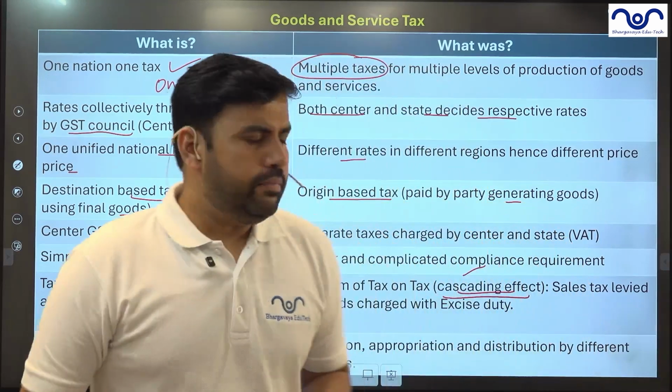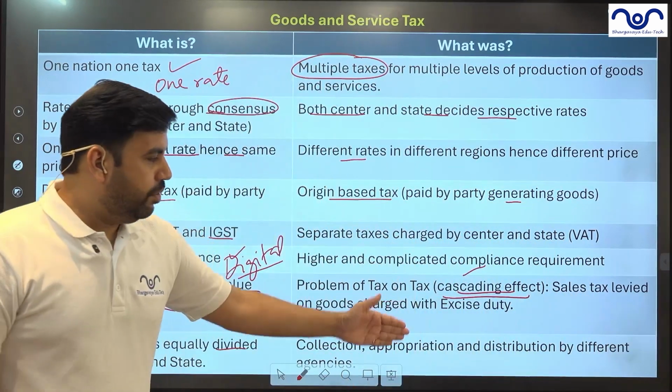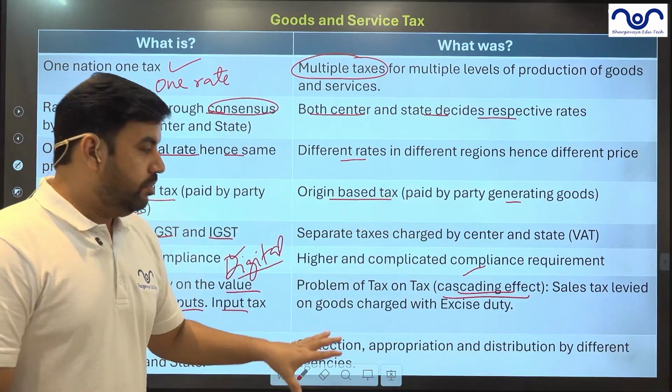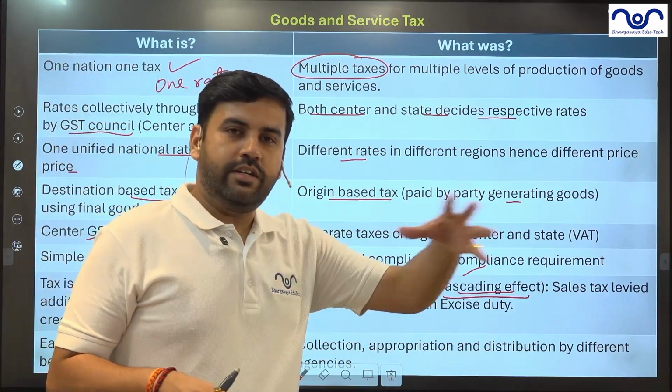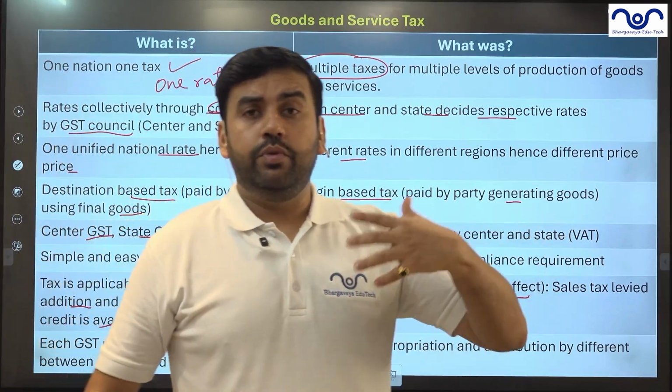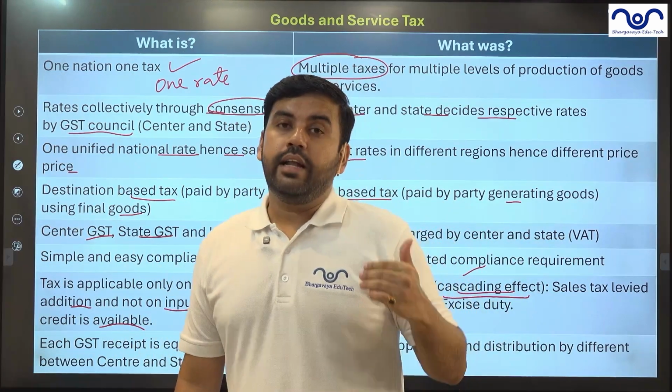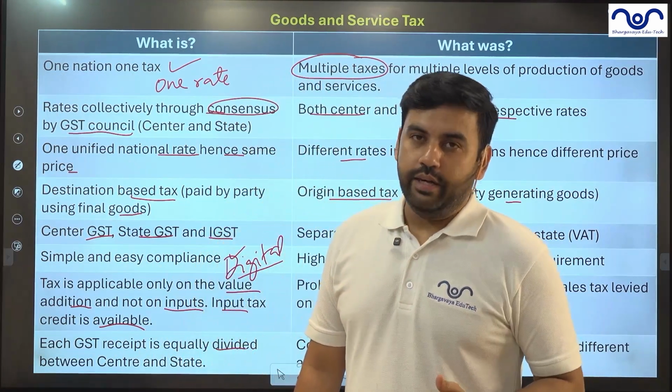Previously, it was not the case. Previously, collection, appropriation and its distribution were based on various agencies. For the center it was different, for the state different, for the union territory it was different. That's why I said that it is a more compliance-related regime.